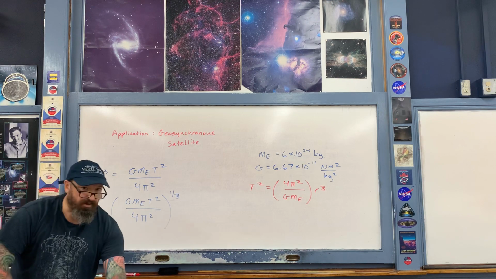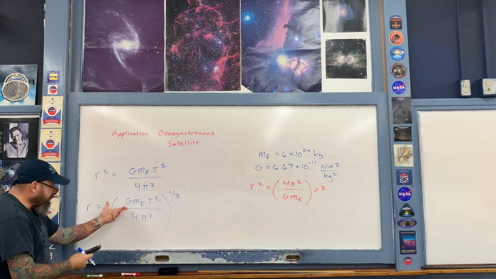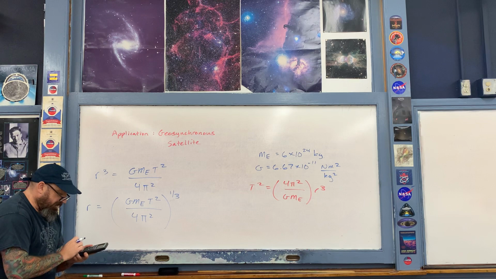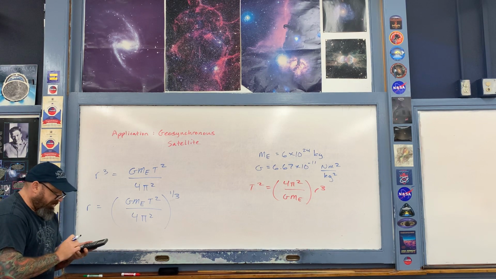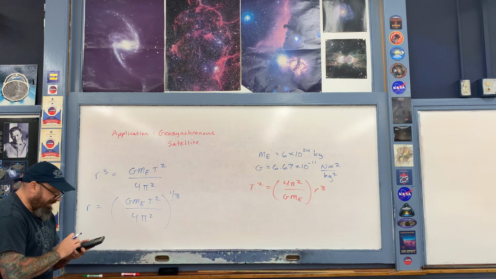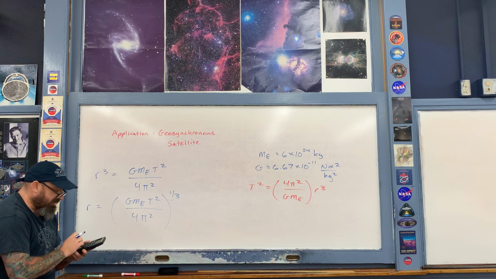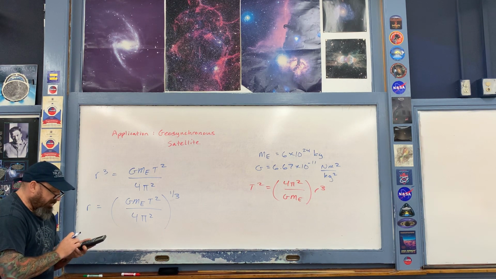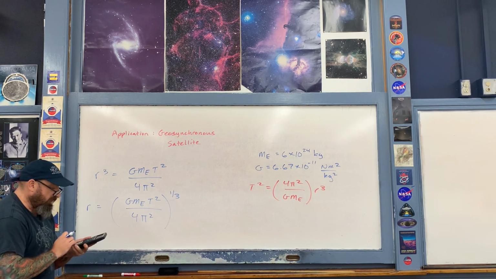And now I have to plug in all of my numbers. So first of all, we have capital G, 6.67 times 10 to the minus 11, then times the mass of the Earth, 6 times 10 to the 24, and then multiply by 86,400 seconds squared. Take all of that and then divide it by 4 pi squared. There we go, like so. And then raise the whole thing to the 1/3 power. That's taking the cubed root.